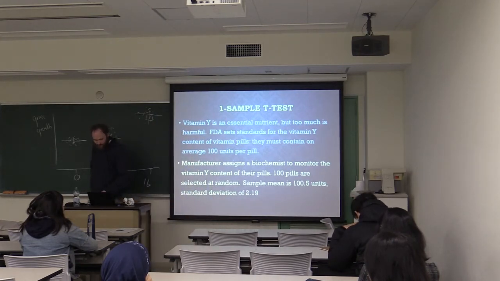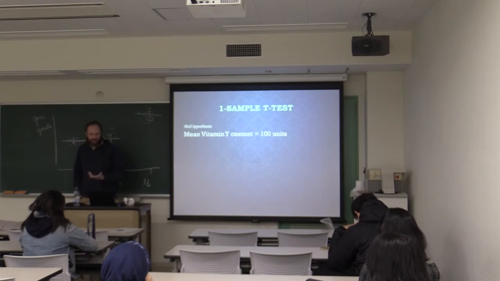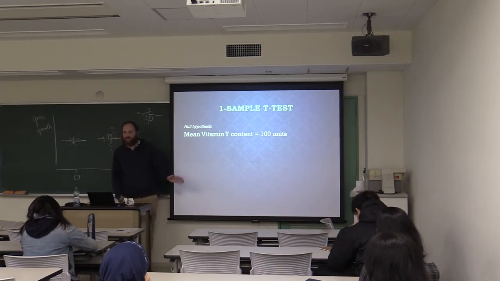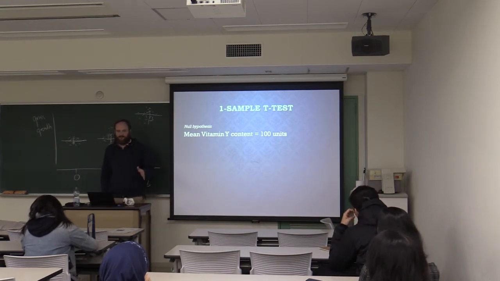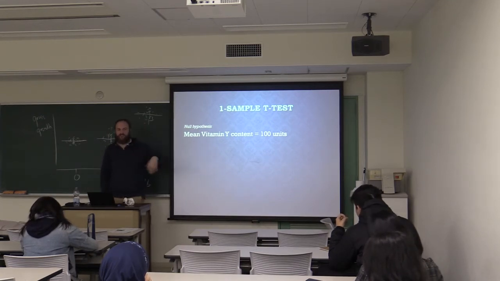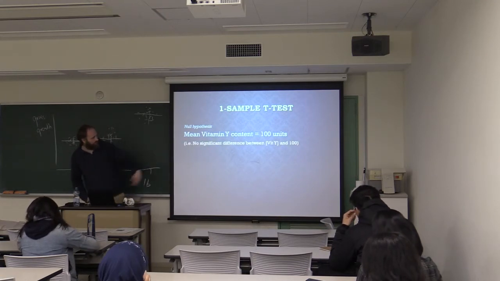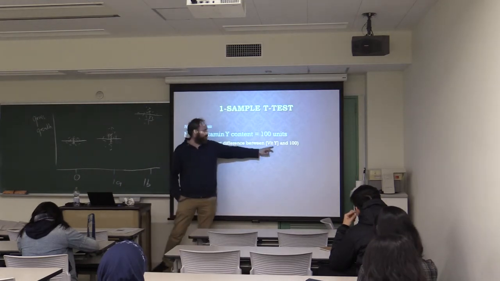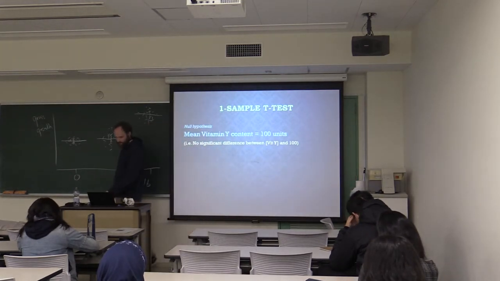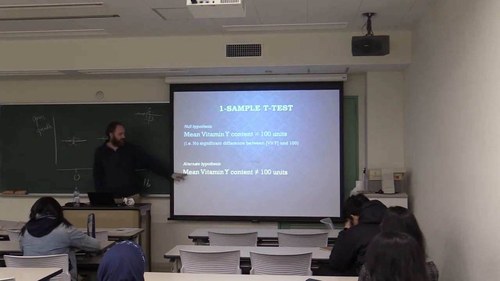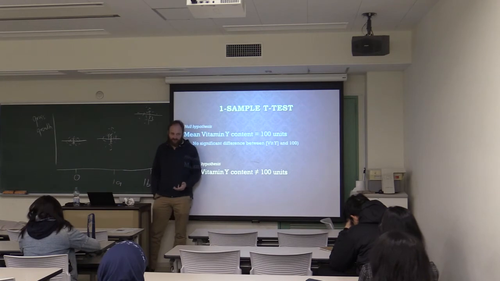Okay. So let's look at our hypotheses. So we've got our null hypothesis. Our null hypothesis is going to be that our mean vitamin Y content is 100. That there's no difference between our set point, 100, and the real mean. So no significant difference in vitamin Y concentration from 100, okay? And our alternate hypothesis is that our vitamin Y content is not 100, okay?